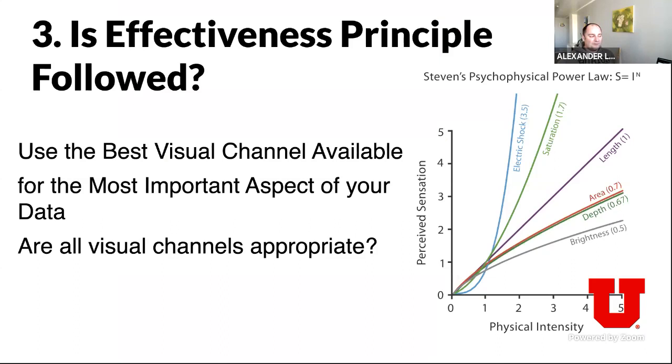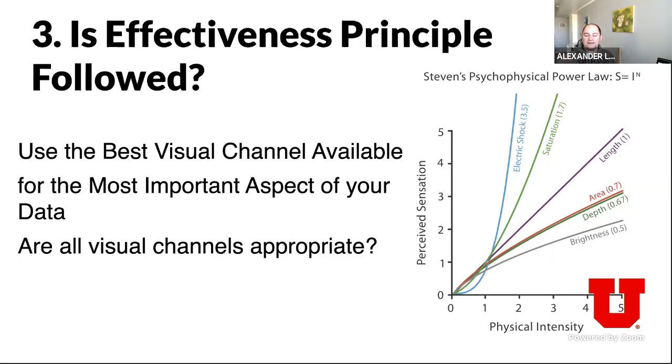Great. So then we go a little bit into a couple of these design principles. The first one here is: is the effectiveness principle followed? Did the designer use the best visual channel available for the most important aspect of the data? And are all of the visual channels appropriate? Remember, this is Stevens' psychophysical power law. And then we had this ranking where position is the strongest, and then we have size, and only later we have things like angle and color value and color saturation and so on.